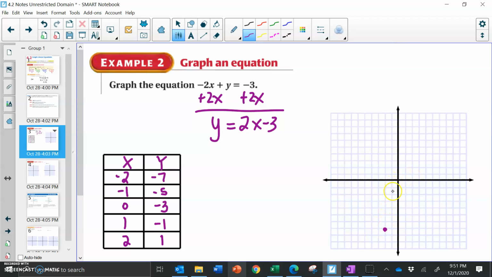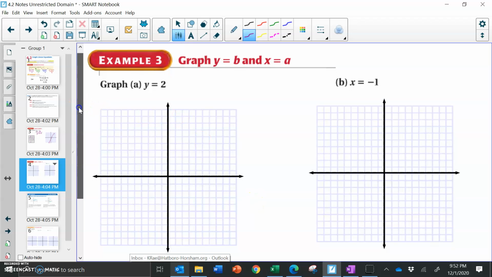Negative 1 with negative 5. 0 with negative 3. 1 with negative 1. And 2 with positive 1. They are lying in a line here, so I will connect them. I will fill the graph space, and I will put arrows on both ends of my line.